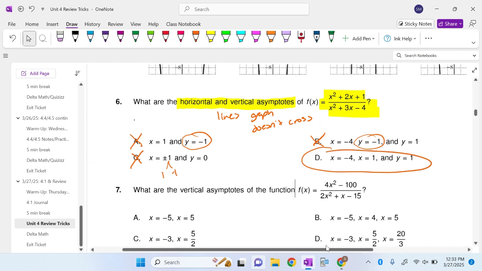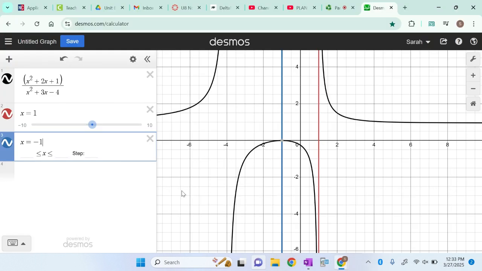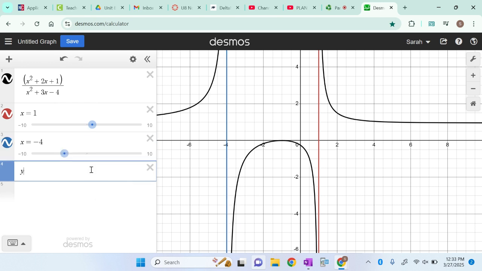So I have x is equal to 1. I have x is equal to -4. And y is equal to 1. And if we look, it looks like none of these lines will cross our graph. It kind of boxes them in. That's what the asymptotes do. They kind of box the graph in. And so that's how we get D. Pretty simple, right?